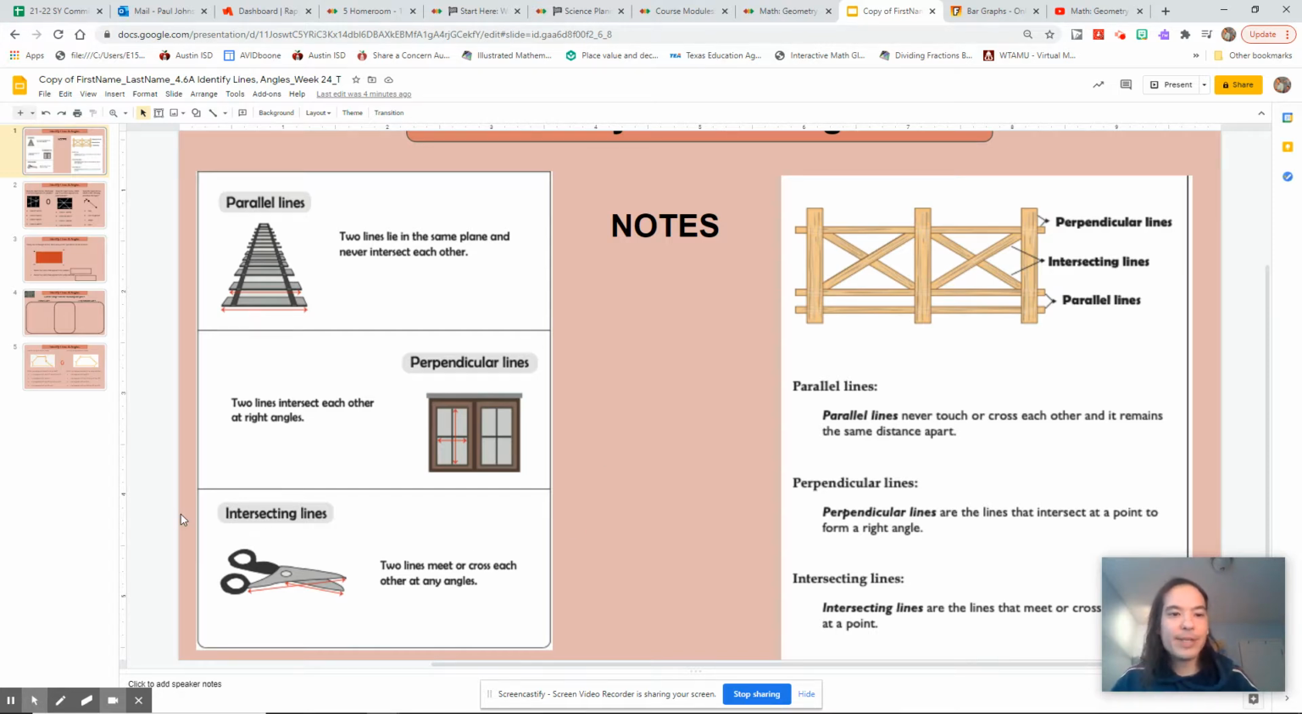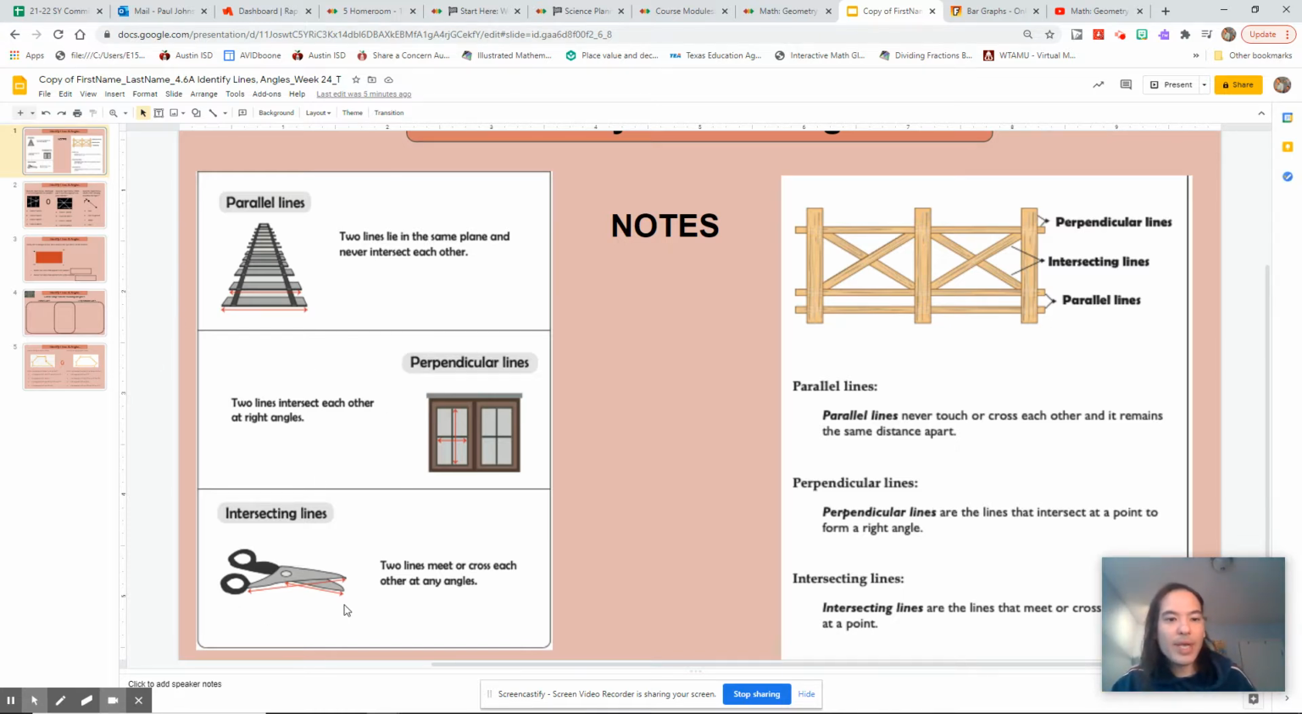So maybe we should talk about intersecting lines first. Intersecting lines are just any time where two lines meet. That's an intersection. Anytime two lines cross paths, that's an intersection. So parallels do not cross, but intersecting lines do cross. Now, if they intersect at a very special right angle, a 90-degree angle, that makes them a special thing called perpendicular lines.